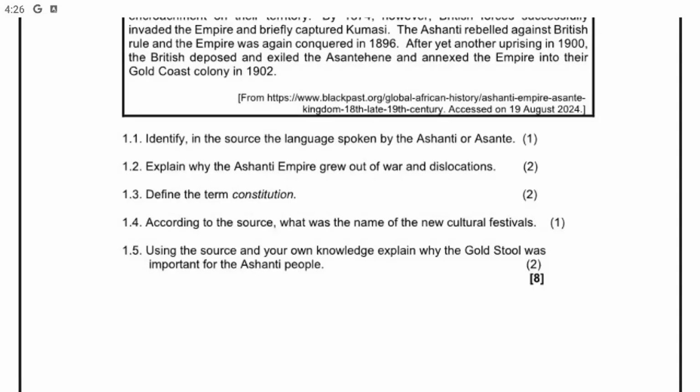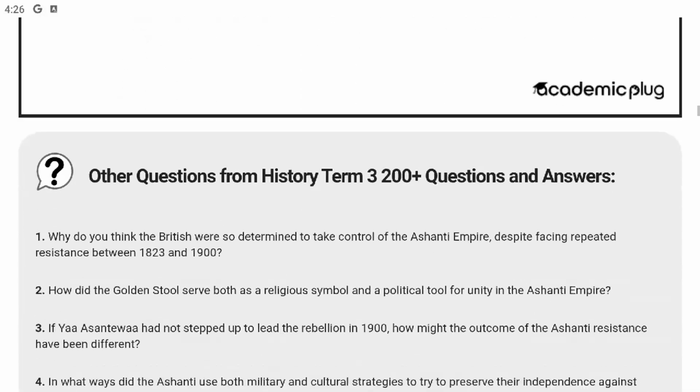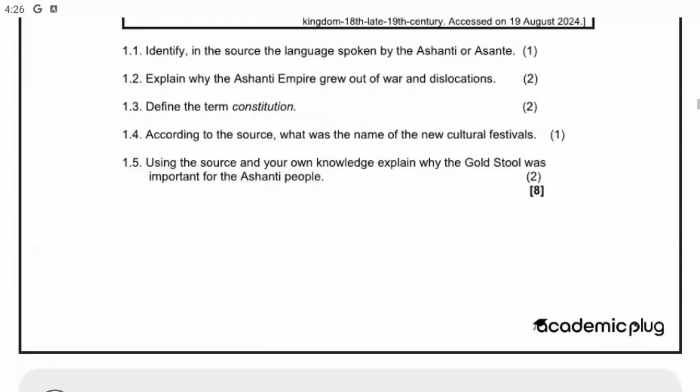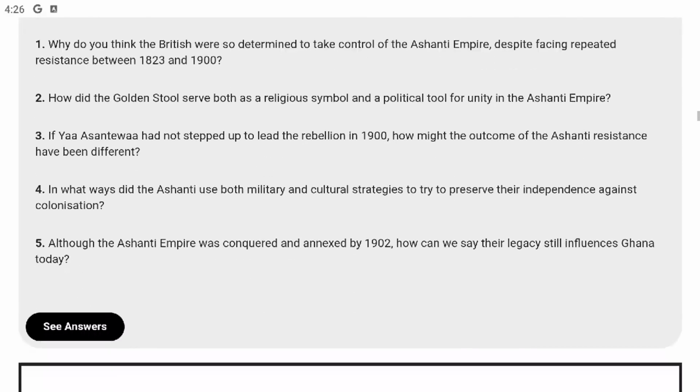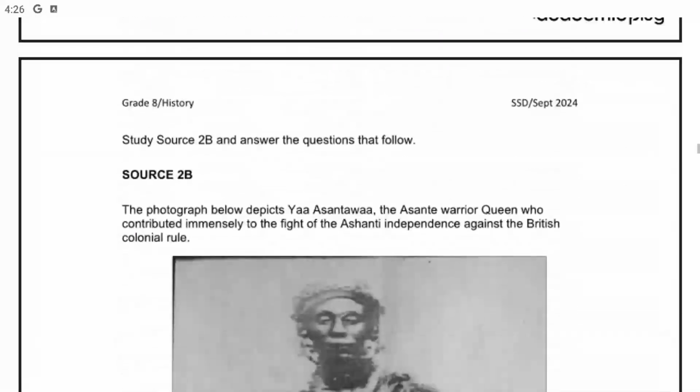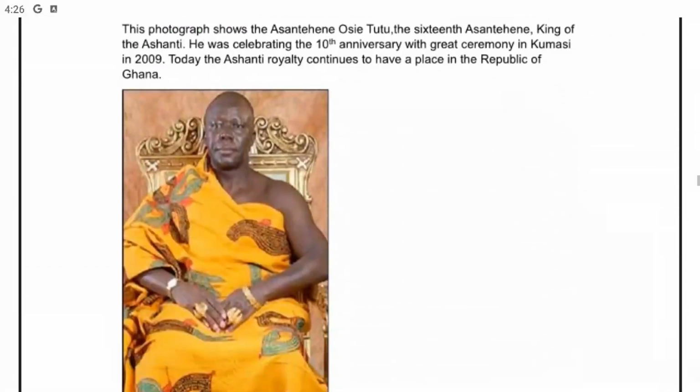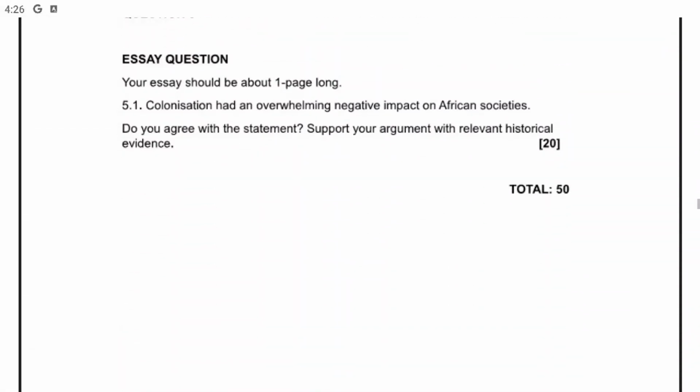Using the source and your own knowledge, explain why the gold stool was important for the Ashanti people. Keyword alert: using the source and your own knowledge. Your own knowledge does not necessarily mean what you're thinking. It's referring to the notes, but then we are given a context. So you're supposed to combine the two to give an answer.